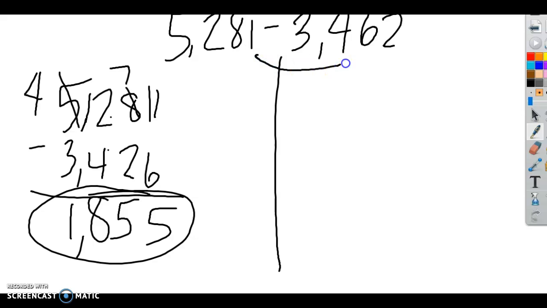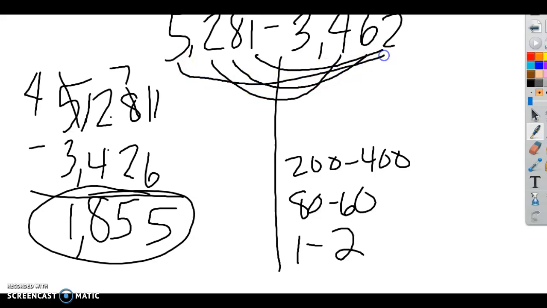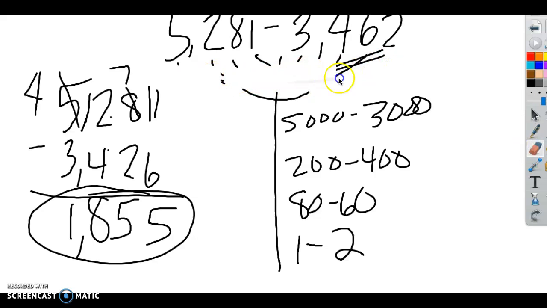first. So again, you're doing 1 minus 2 first. Let's just set it up first. Then 80 minus 60. Then 200 minus 400. And then 5,000 minus, 5,000 minus what? Good, 3,000. Now, you see how I just did that? So I set my problem up first. So I did 1 minus 2, 80 minus 60, 200 minus 400, and 5,000 minus 3,000.